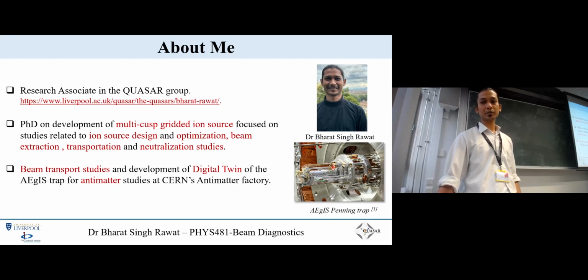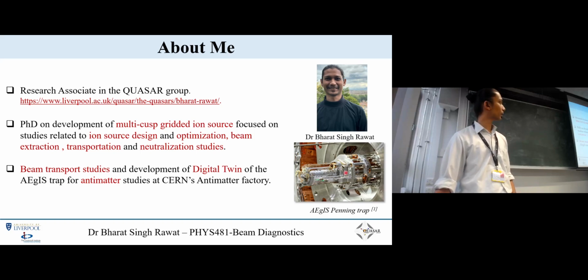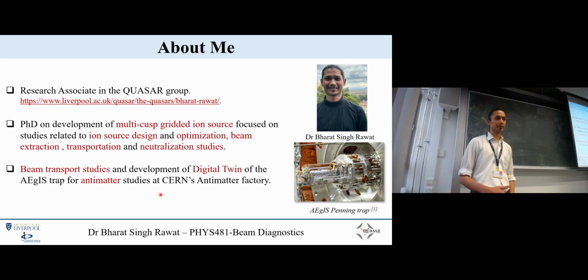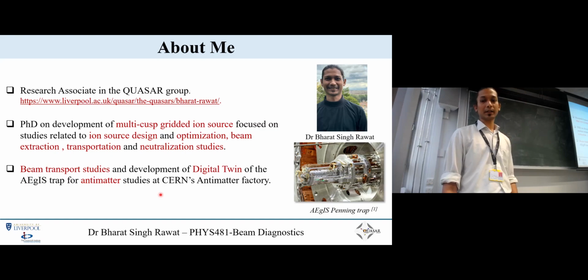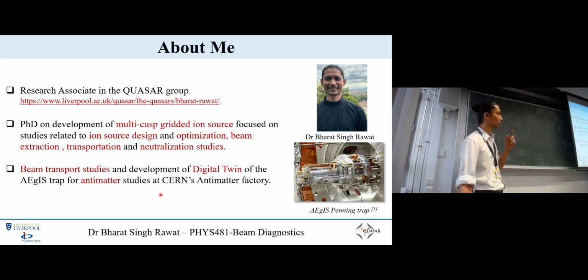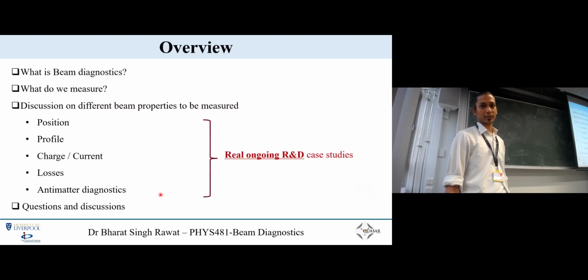So this is the actual trap that we use for confining the antimatter. And I'm making a digital twin, which is a computer model of the exact same thing, which is very challenging because it is computationally very expensive to simulate all the physics processes. And yeah, so let's start.